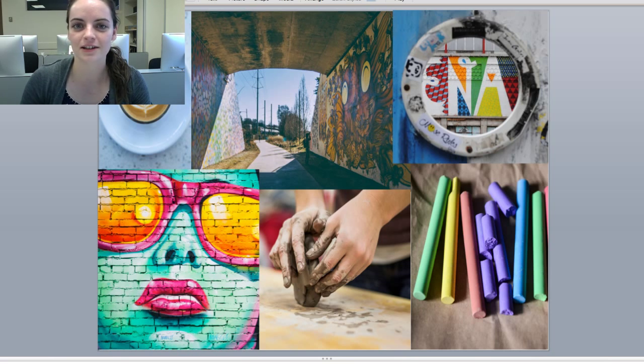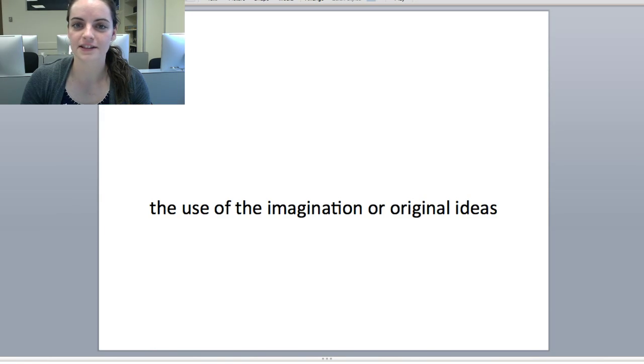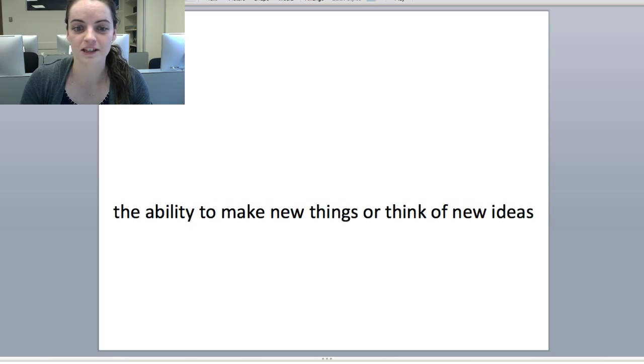Normally, it's bright and it's colorful, and as you can see with the pictures I have here, there are all sorts of ways to express our creativity. Now, when we think of creativity, we normally think of art, sometimes music, just like we talked about in the last couple lessons. But the definition of creativity is the use of imagination or original ideas. Another definition is the ability to make new things or think of new ideas. That just doesn't have to be in art and music, right?